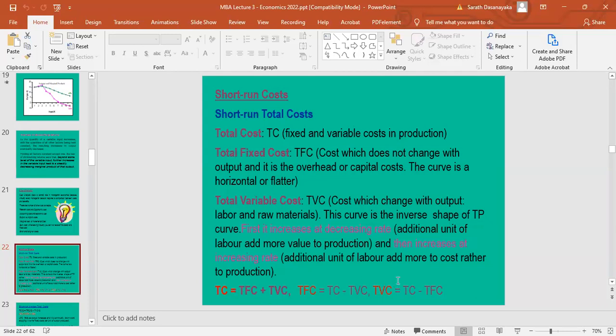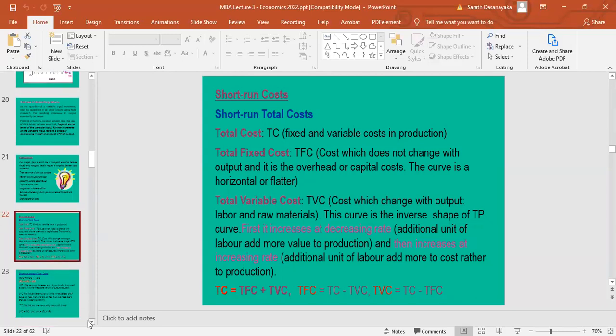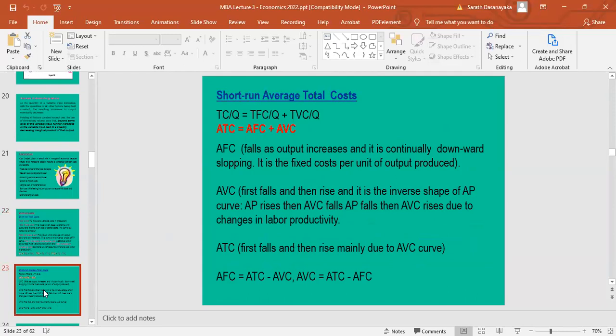We can have many variations to obtain these costing curves. And thereafter we can go for the short run average total cost curve. Then you divide by the number of units you produce, then you get the ATC curve, ATC equals AFC plus AVC. Then you can see the AFC curve behavior, the average fixed cost curve behavior.